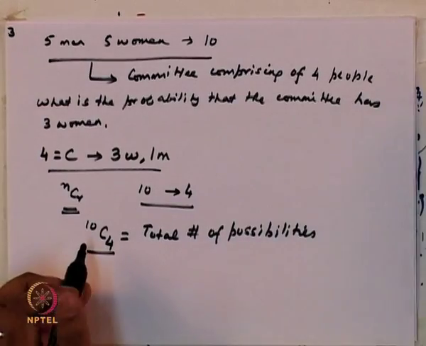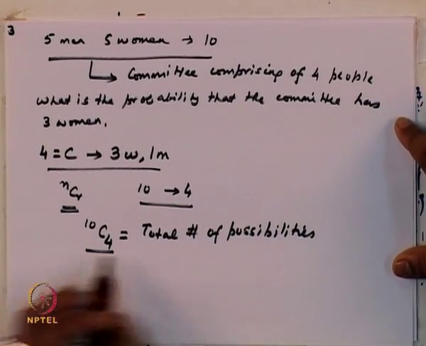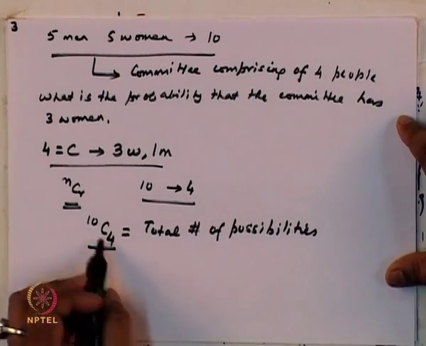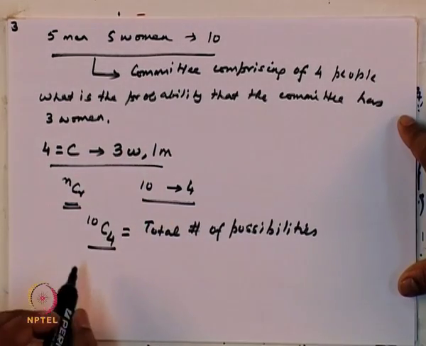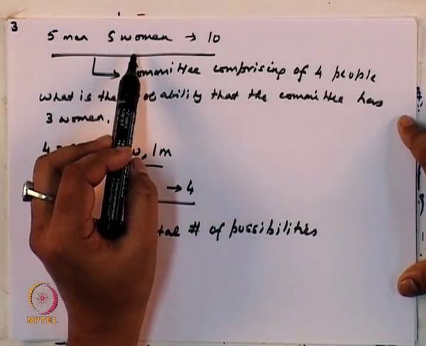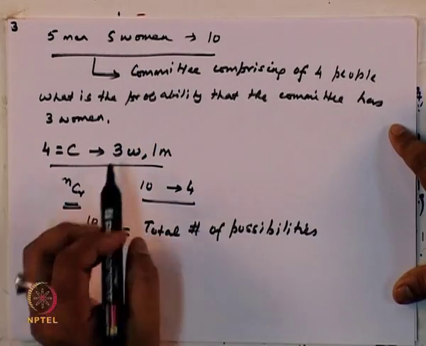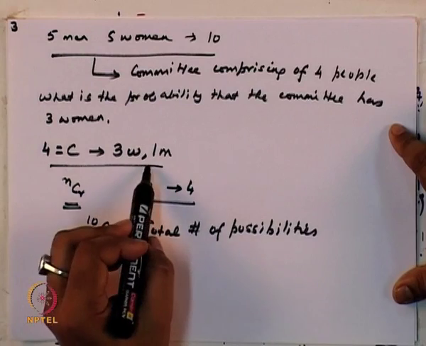Okay. Now, this is your total sample space. But of these 4, you want to choose 3 women and 1 man. There are already 5 women in this group, right. So, in how many ways can you choose 3 women and 1 man?